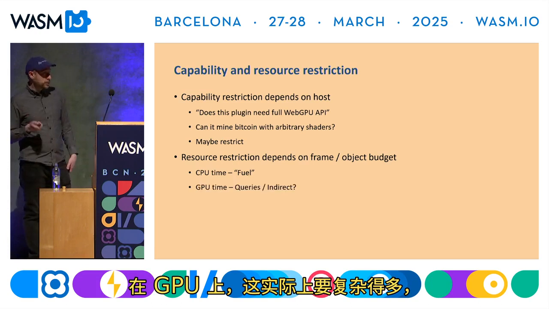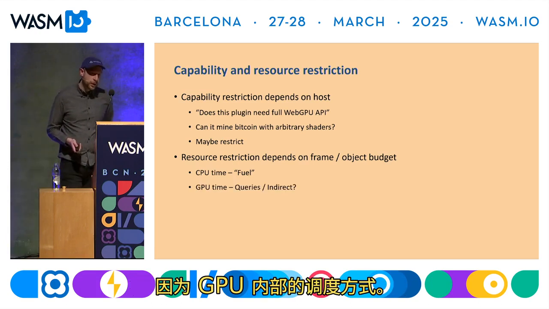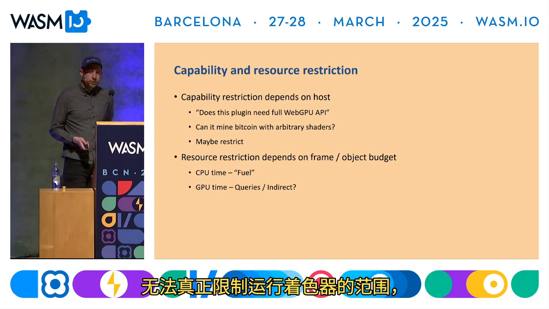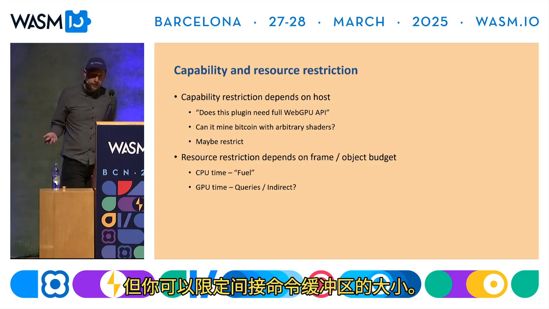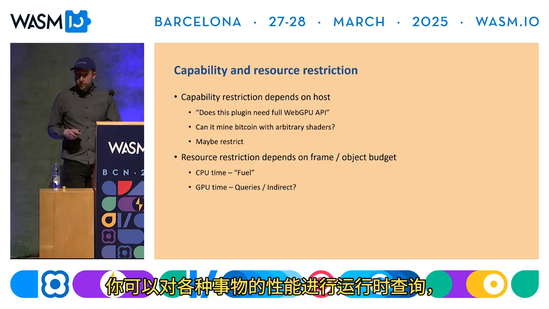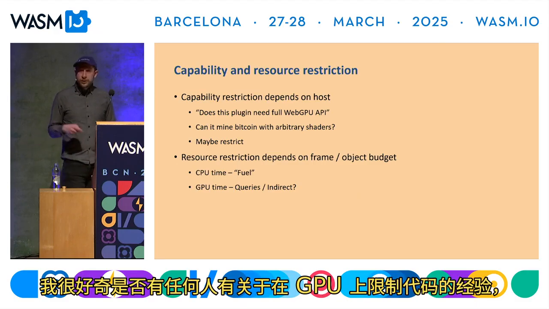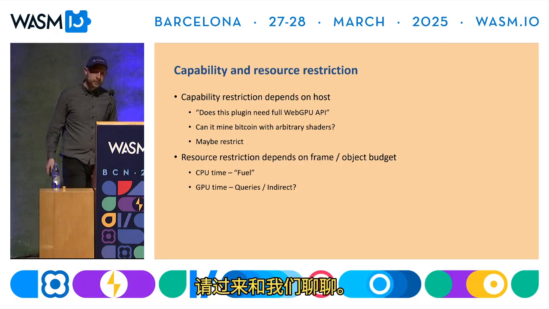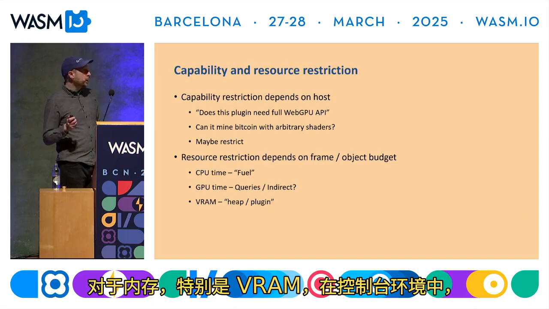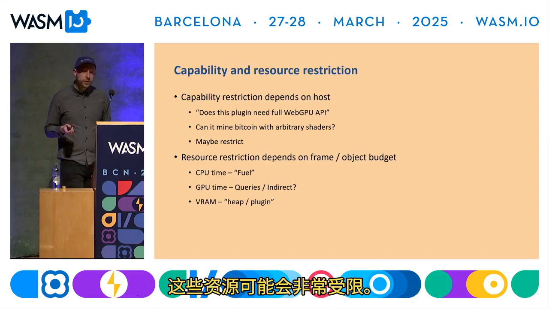On a GPU, this is actually quite a bit more complicated because of how scheduling works within a GPU. There's not really a way to bound a running shader, for example, but you can bound the size of indirect command buffers. You can do runtime queries for the performance of various things, and you can limit dispatches if things are taking too long. I would be curious if anybody has experience with limiting code on a GPU. Please come talk to us. For memory, specifically VRAM, particularly in console environments, you can be very constrained by these resources.